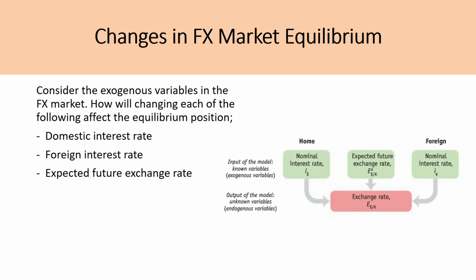Now consider the exogenous variables. So we talked about how we know the nominal interest rate for domestic deposits, we know the nominal interest rate for foreign deposits, and we know the expected future exchange rate. So those are the exogenous variables that we know about this model, and the output is the exchange rate. So what if these exogenous variables, the ones that we know, change?